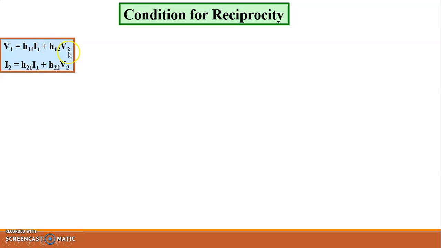So I am taking the same set of equations here. Consider a two-port network. You need to check for reciprocity. So, this is a two-port network. I will have my I1 here and V1 at this spot, and I2 here and V2 at this spot. This is a representation of a two-port network. Now, you need to check the condition for reciprocity.